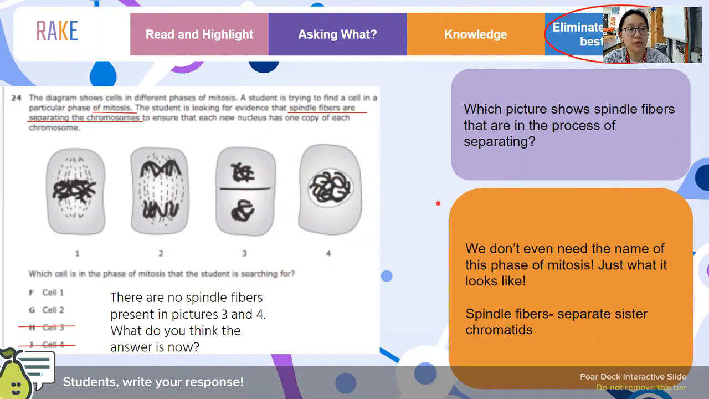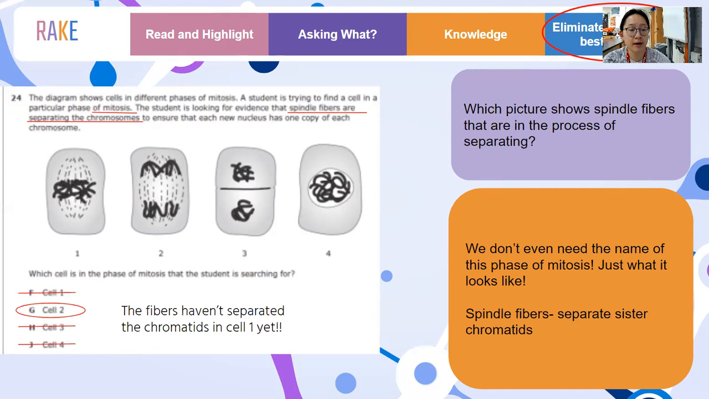So because we are looking for spindle fibers separating chromosomes, cell 1 is going to be incorrect because the fibers haven't separated them yet. They've touched and connected and moved them to the middle, but they haven't separated them yet. So cell 2 is going to be the correct answer.